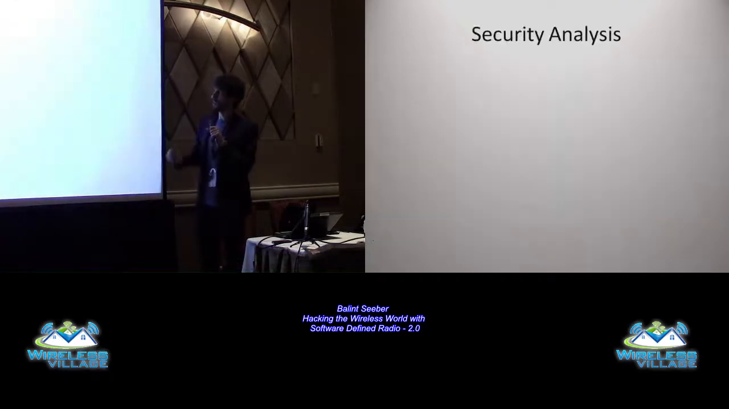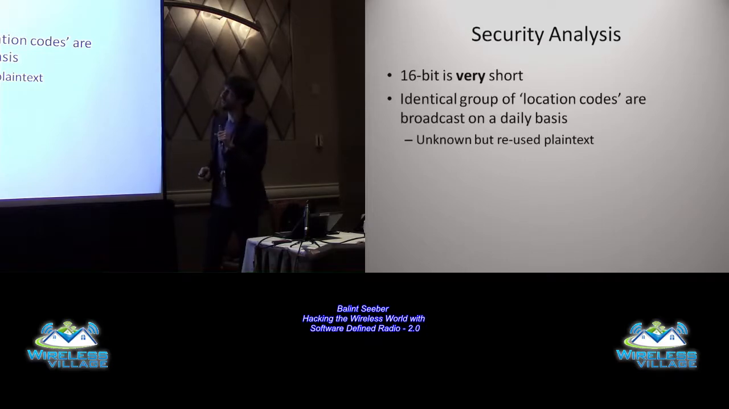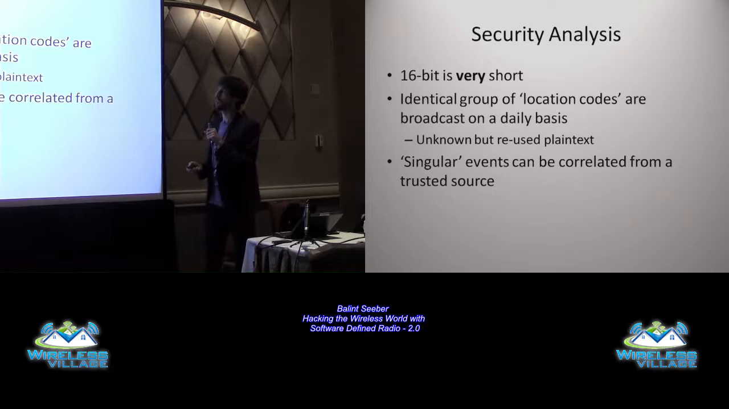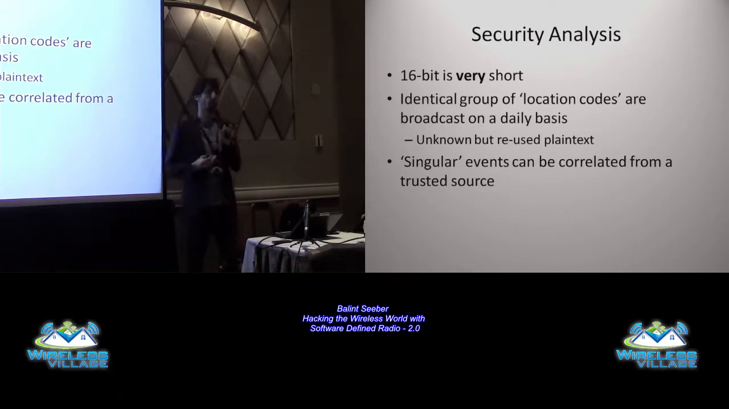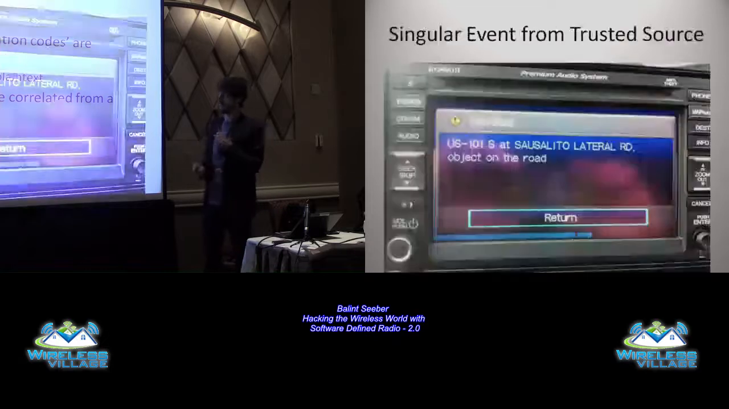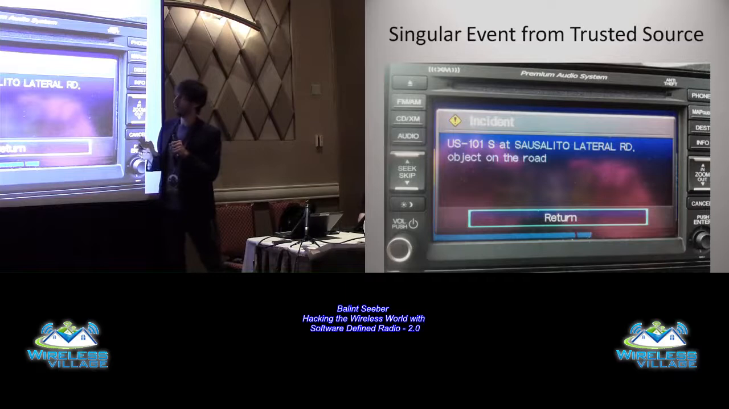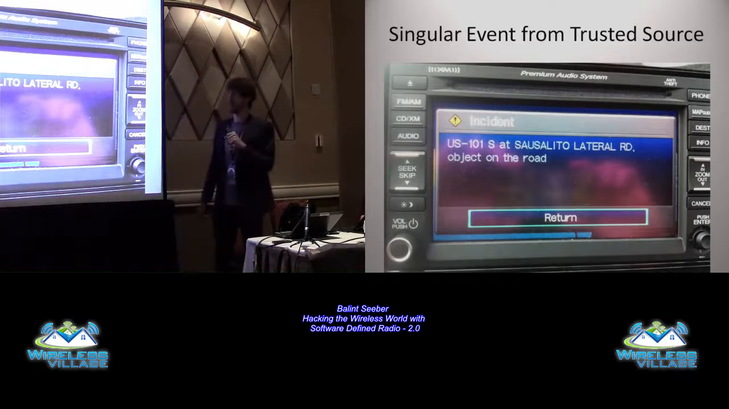And then once you have a sufficient amount of data, you can do some analysis, and 16 bits is obviously very short. You have this reuse of patterns through these groups, and you can use singular events that occur as well to help with your breakdown of this data. And these singular events you can then use as known plaintext. So singular events are unique occurrences, such as this odd one where there was some object reported to be on the road. This doesn't happen very often compared to, say, traffic congestion, which is everywhere.